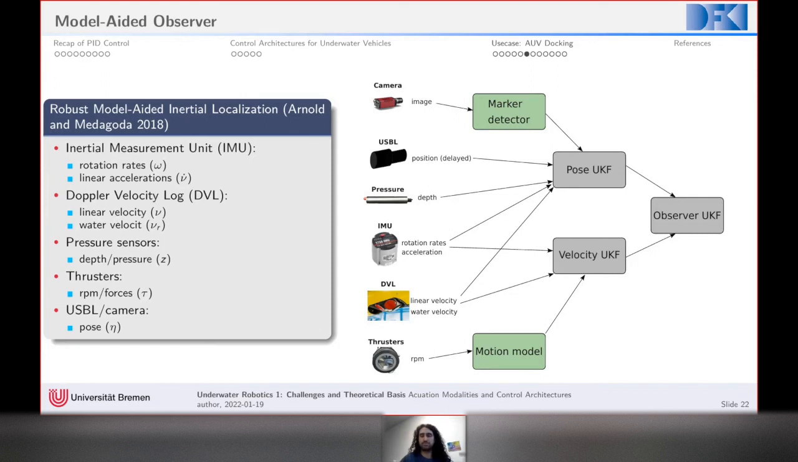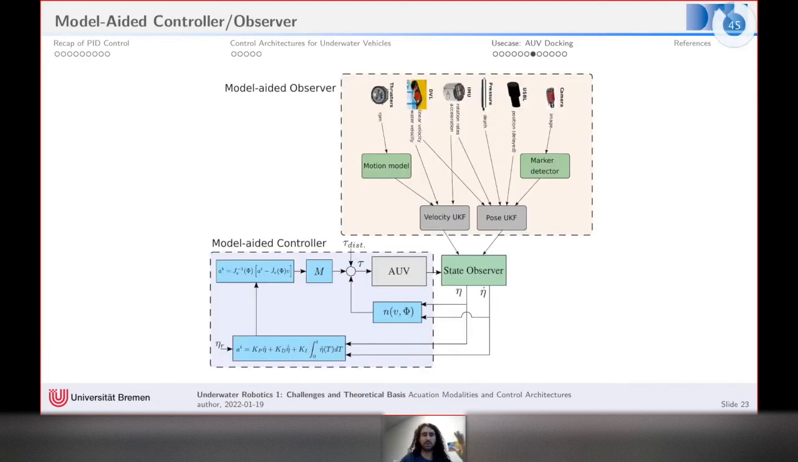Exactly. So now taking this observer, the UKF, plugging it into the system, and then using that to provide the feedback for a modulated controller, which is basically just the feedback linearization controller that I talked about earlier. So this is how the full system works, and again, the reference is always provided by the docking task that we have.